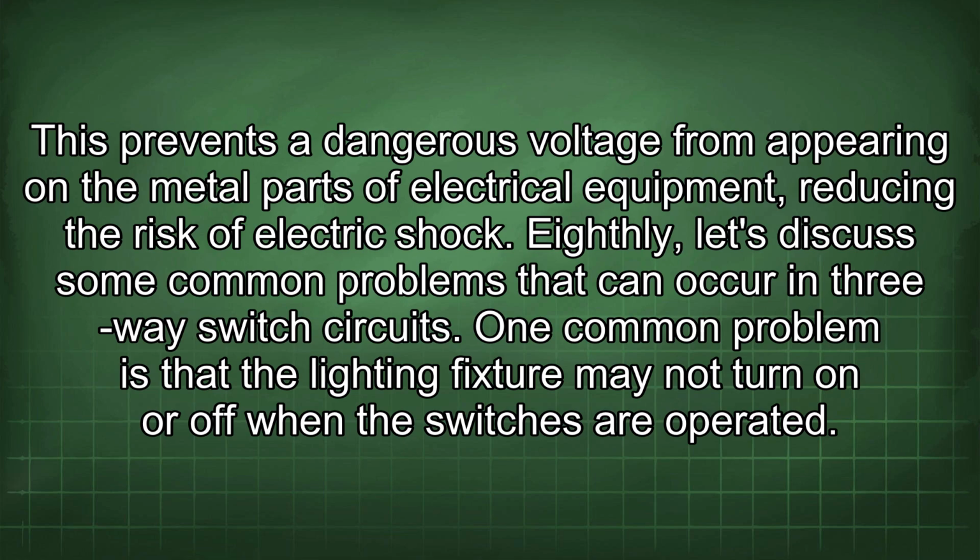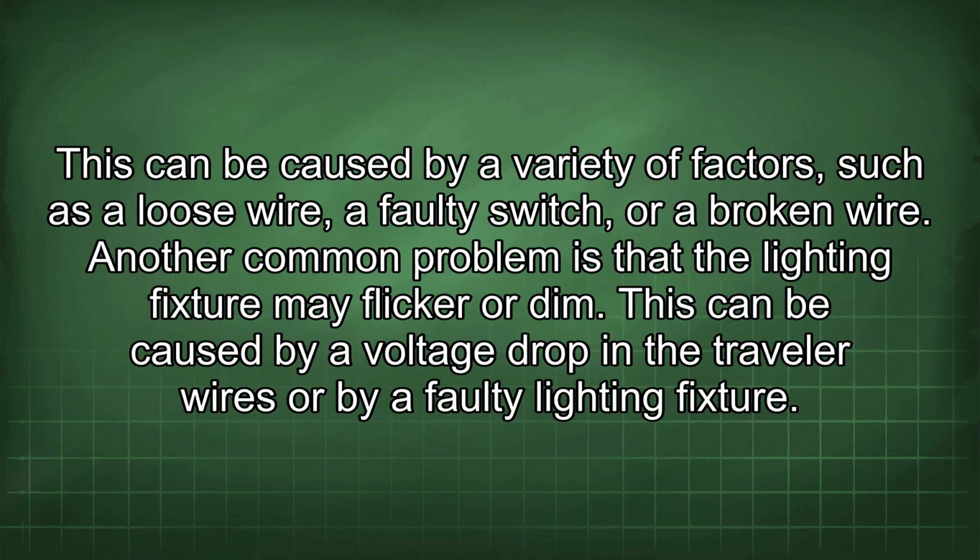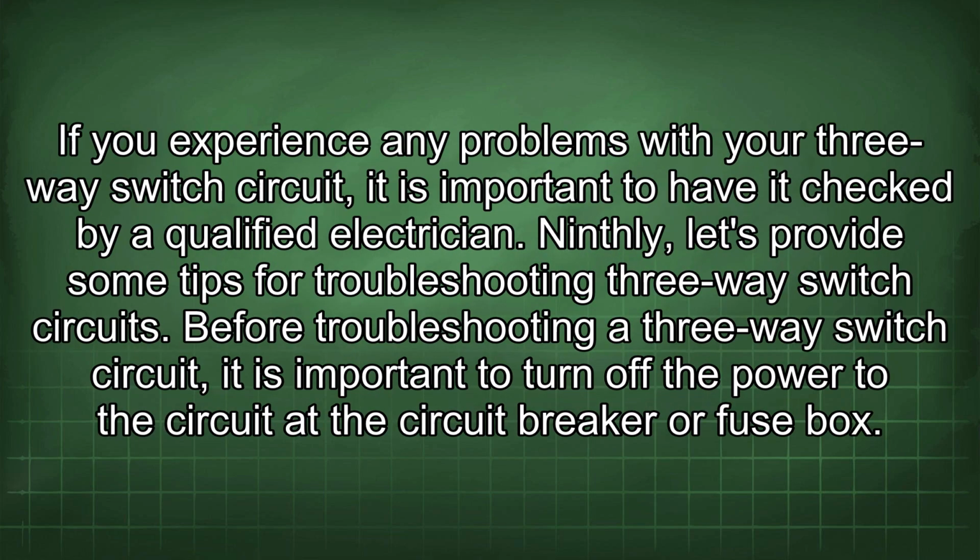Eighthly, let's discuss some common problems that can occur in three-way switch circuits. One common problem is that the lighting fixture may not turn on or off when the switches are operated. This can be caused by a variety of factors, such as a loose wire, a faulty switch, or a broken wire. Another common problem is that the lighting fixture may flicker or dim. This can be caused by a voltage drop in the traveler wires or by a faulty lighting fixture. If you experience any problems with your three-way switch circuit, it is important to have it checked by a qualified electrician.